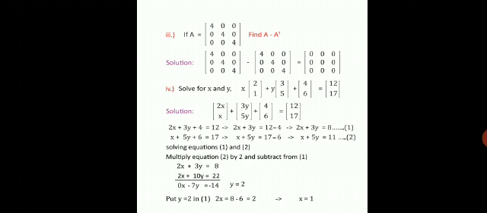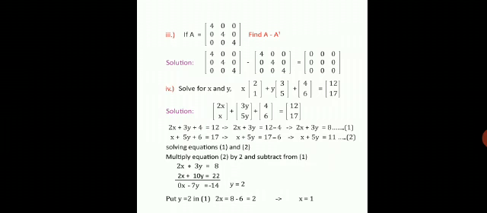So now 2x will get cancelled, and 3y minus 10y becomes minus 7y, which is equal to 8 minus 22, that is minus 14. Then minus 7y is equal to minus 14. So here shift minus 7 to the right side and divide it by minus 14. We get 7 ones are 7, 7 twos are 14. We get the value of y is equal to 2.